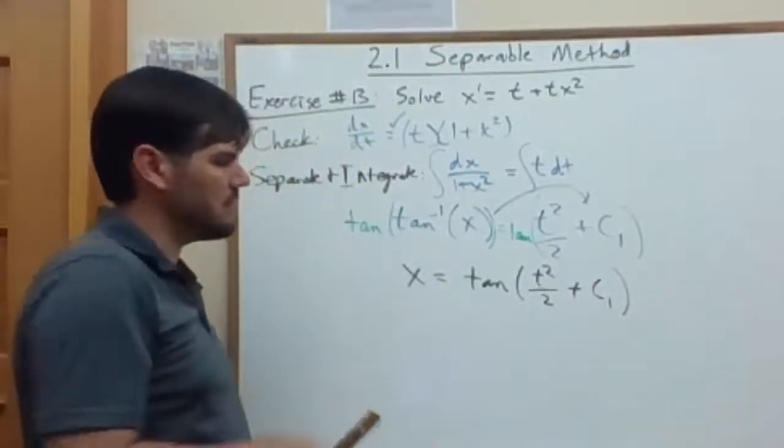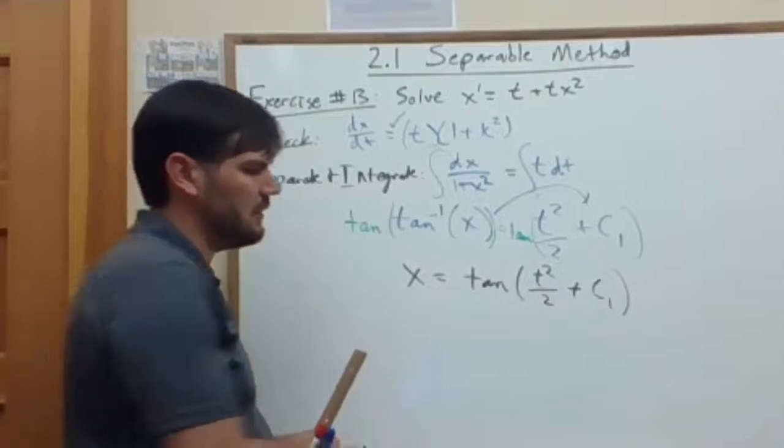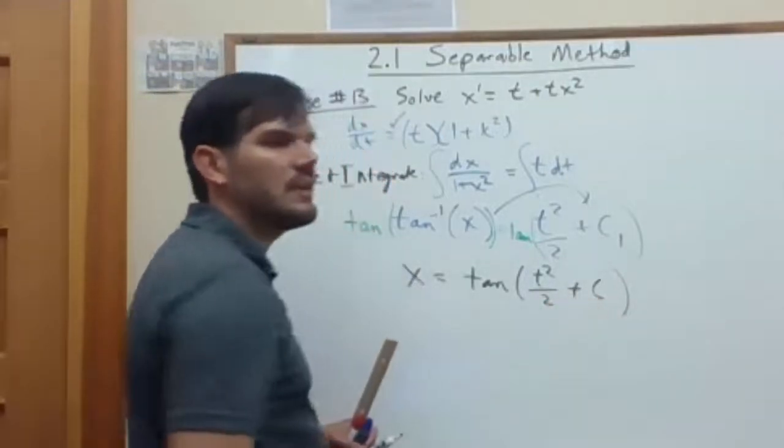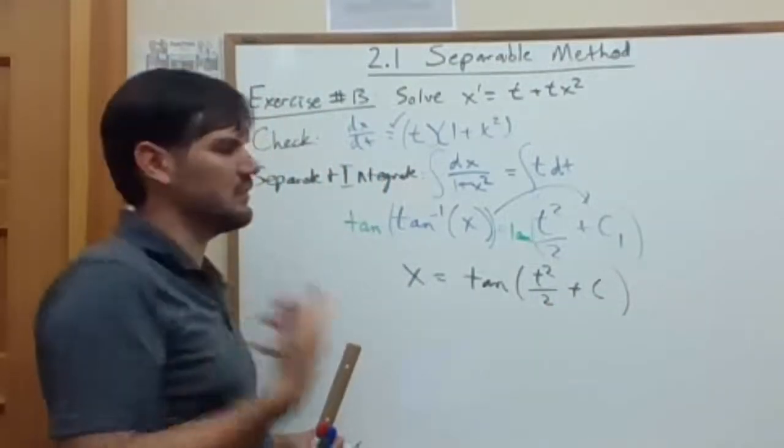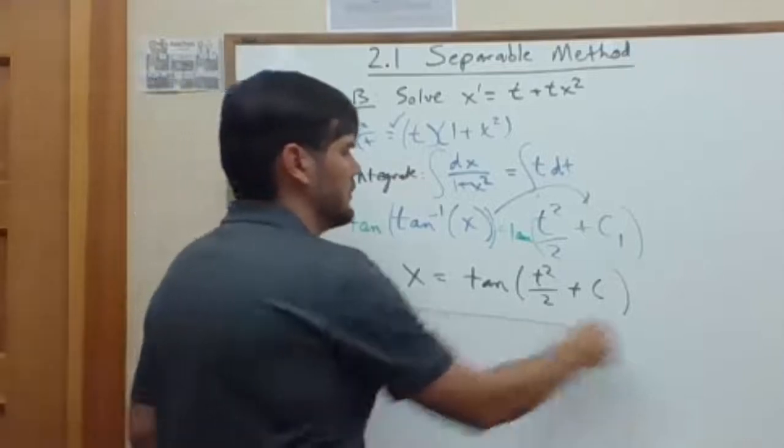And since we've been able to solve for x all the way, we can even drop that 1 and just say it's plus C. That is our arbitrary constant.